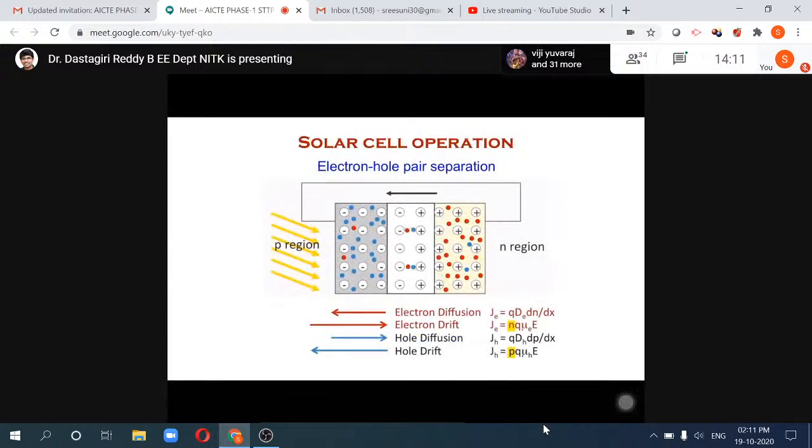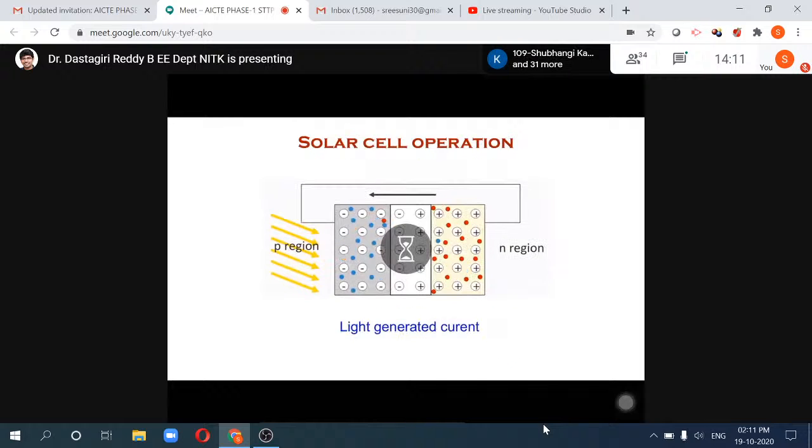That is what is going to happen. You get it all separated. Then there will be a new voltage coming up. So that is what actually pushes the electron to pass through the load. So when you connect something in this path, that's how you get a light generated current.